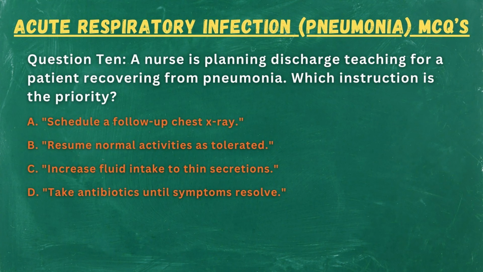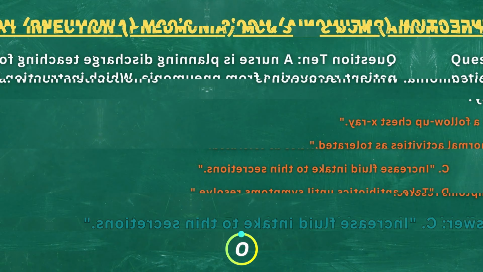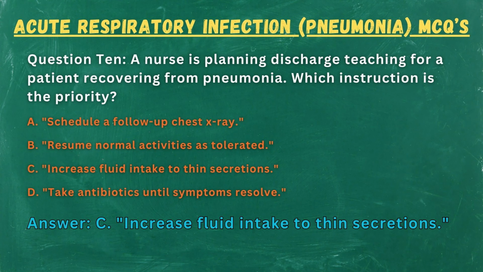Question 10. A nurse is planning discharge teaching for a patient recovering from pneumonia. Which instruction is the priority? A. Schedule a follow-up chest X-ray. B. Resume normal activities as tolerated. C. Increase fluid intake to thin secretions. D. Take antibiotics until symptoms resolve. Answer. C. Increase fluid intake to thin secretions.